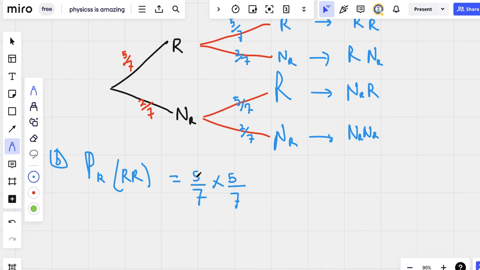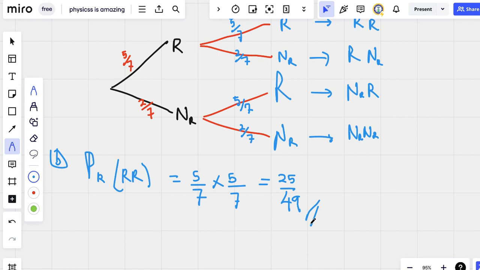So when we multiply this times this, we get 25, and the denominator will get 49. So you cannot simplify further. You leave it as 25 over 49. So that's the probability that it will rain on both days.